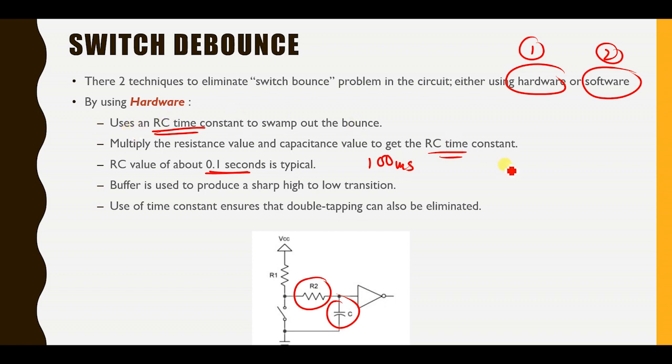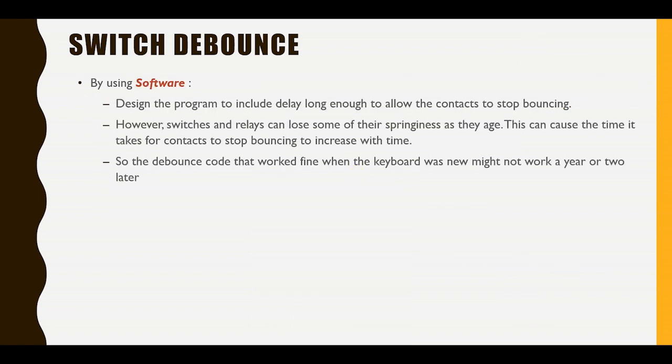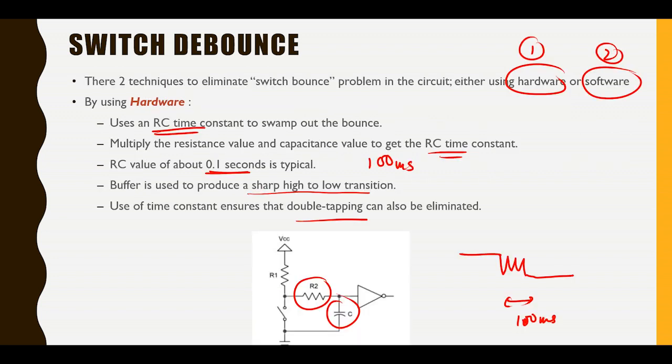So anything that bounces for less than 100 milliseconds is not recorded in the microcontroller. A buffer is used to produce a sharp high to low transition. Use the time constant to ensure double tapping can also be eliminated. Right, hardware has some advantages. The advantage is that it's easily implemented without worrying about software bugs.